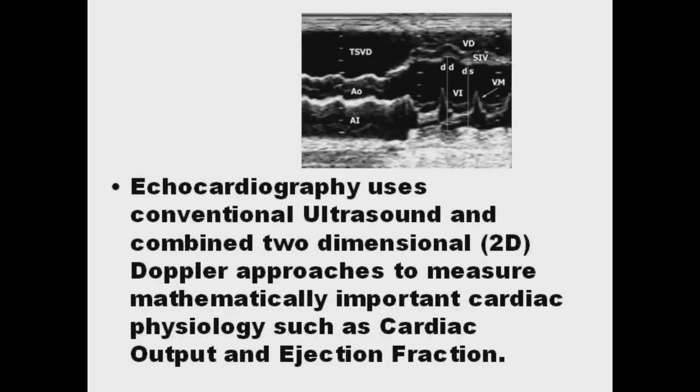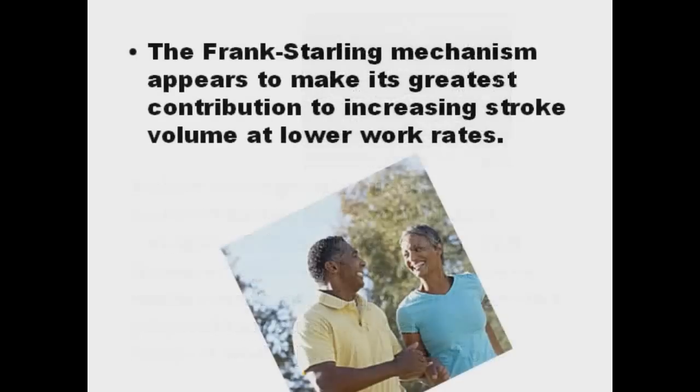Echocardiography uses conventional ultrasound and combined two-dimensional, 2D, and Doppler approaches to measure mathematically important cardiac physiology such as cardiac output and ejection fraction. The Frank-Starling mechanism explains minor changes in cardiac output, but if a larger increase in cardiac output is required, the number of beats per minute should also increase.